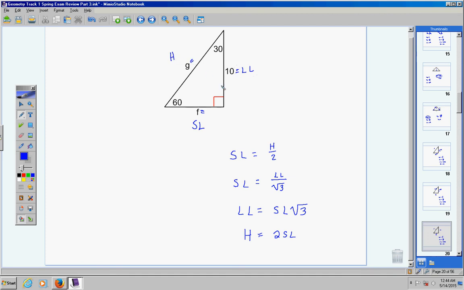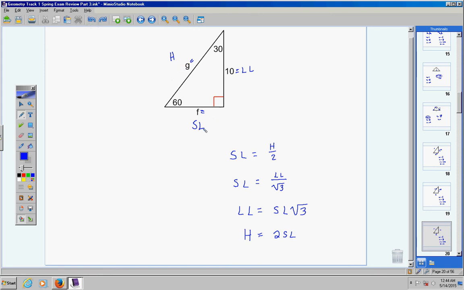Now, listen to me. Which side do I know? I know the longer leg. So I'm trying to find the hypotenuse and the shorter leg. Now, if you try to find the hypotenuse first, come down here and look at your formula. It's not going to work. The only way you can find the hypotenuse is if you already know the what? Shorter leg. Because you take the shorter leg and you multiply it by 2. Do we know the shorter leg? No. So we cannot find the hypotenuse first.